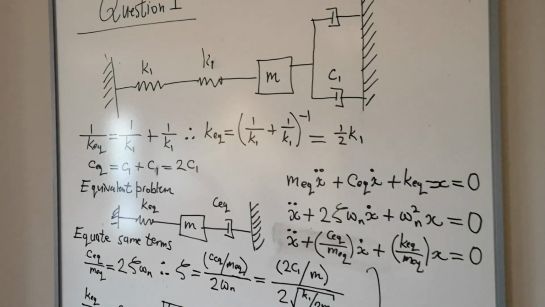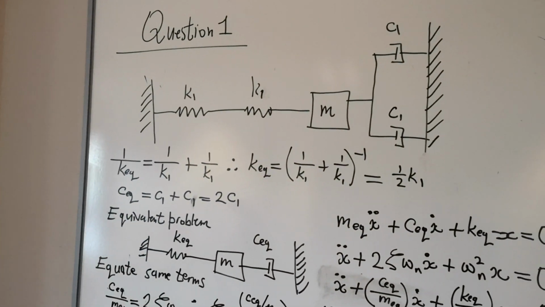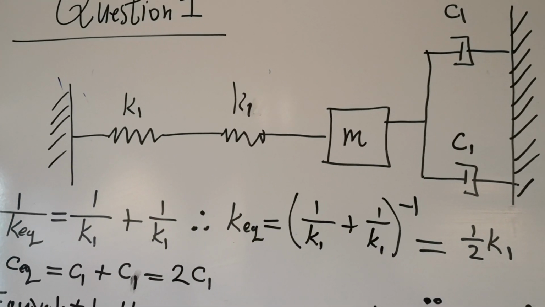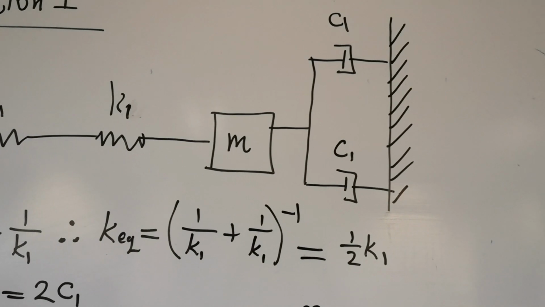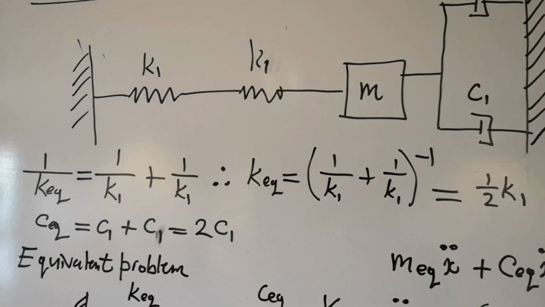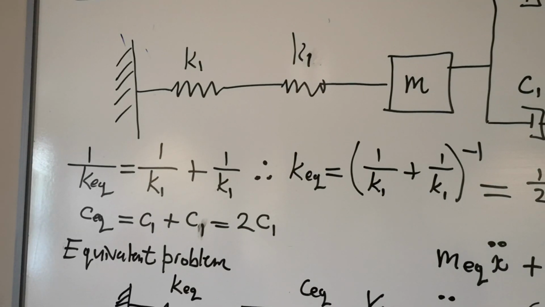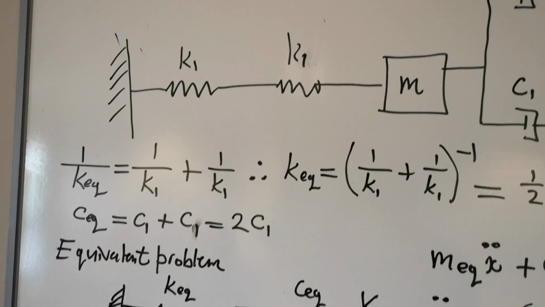Okay, this is the solution for the mock exam question 1. The standard problem is there's a mass, there are two springs on the left hand side, there are two dampers on the right hand side. The formula gives you the equivalent expression for the equivalent spring constant and the equivalent damping constant.